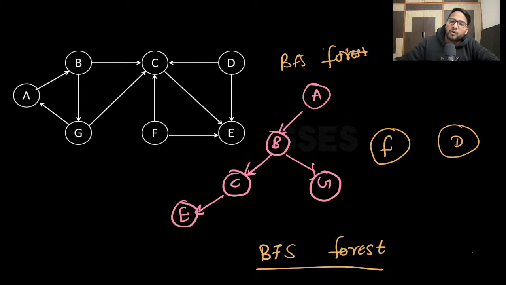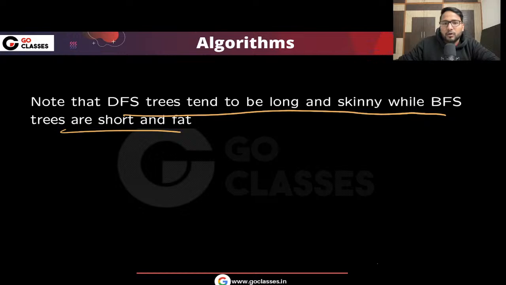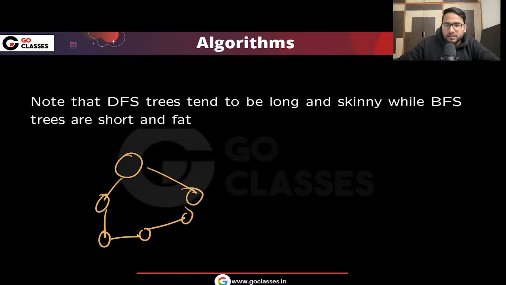I hope you understood how to run the BFS. Now, you might have noticed one thing, that DFS trees tend to be long and skinny, while BFS trees are short and fat. What do I mean by that? Let's suppose there is some graph which is looking like this, right? Let's suppose it is looking like this.